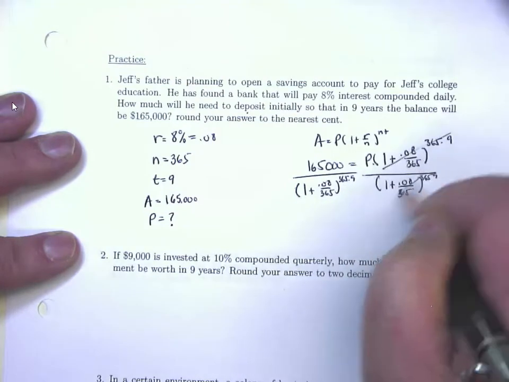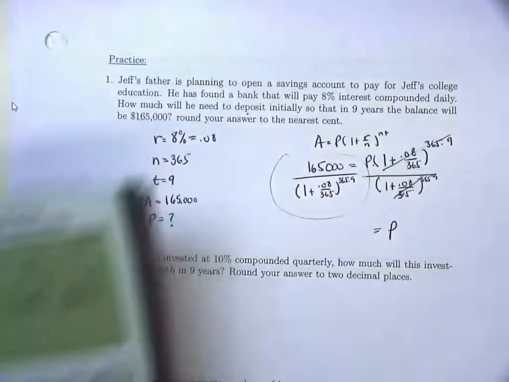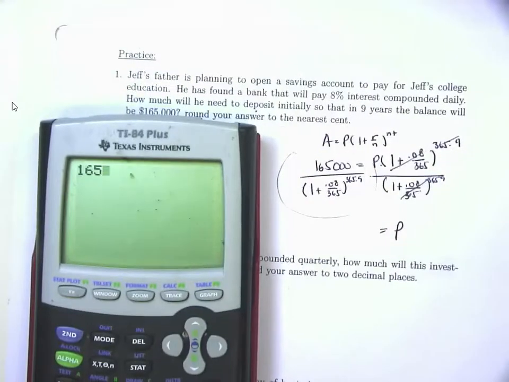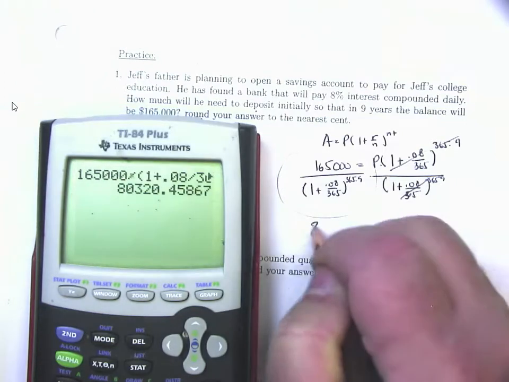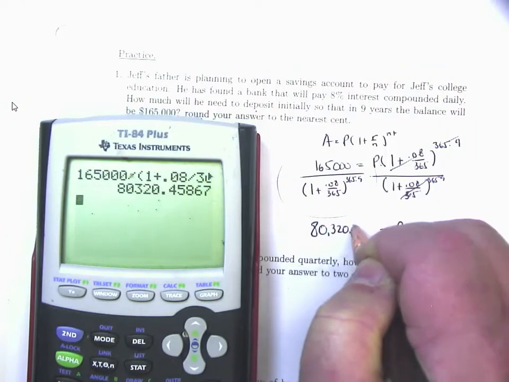This part cancels, so P is going to be equal to, and I'm going to put this on my calculator, $165,000 divided by (1 plus 0.08 divided by 365) raised to the 365 times 9. And what do I get? $80,320.46.